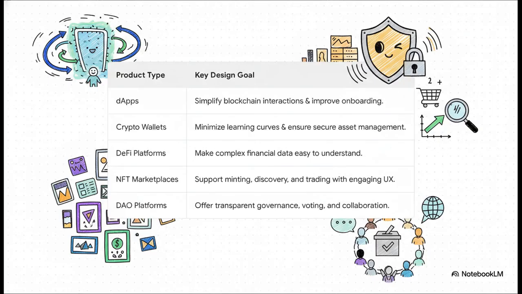For dApps, decentralized apps, the big goal is just to make getting started super simple. For crypto wallets, it's about making security feel easy, not terrifying. For DeFi, or decentralized finance, it's all about turning super complex financial data into something you can understand at a glance. And for DAOs, which are decentralized organizations, it's about making voting and governance easy and transparent. You see, every product has a unique usability challenge, and design is the key to solving it.